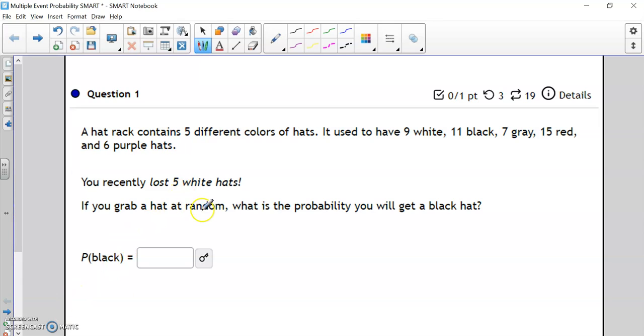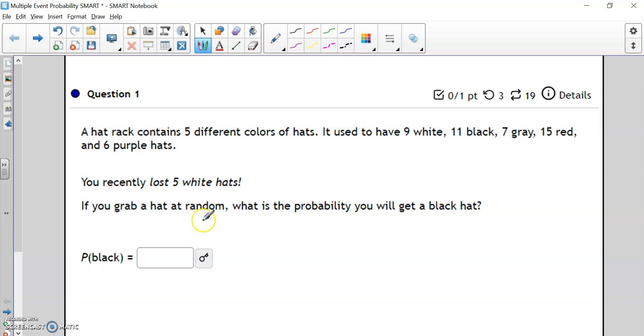Hey guys, so we are going to continue with some probability problems, but they're a little bit more involved now. We're going to work on some problems that are what we call multiple event probability, and that just means that we have to pay a little bit more attention to what's going on here. It's just a step above the basic probability questions we've been doing, and you will see why that's the case as soon as we get into some examples here.